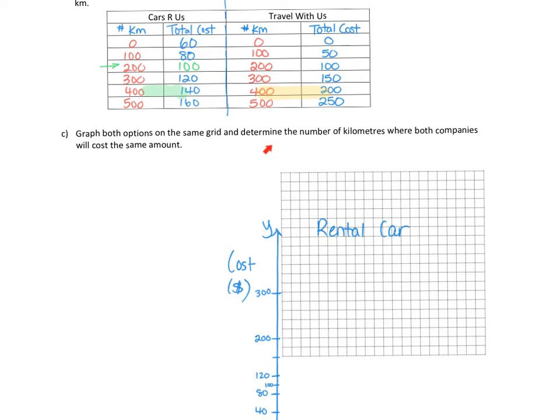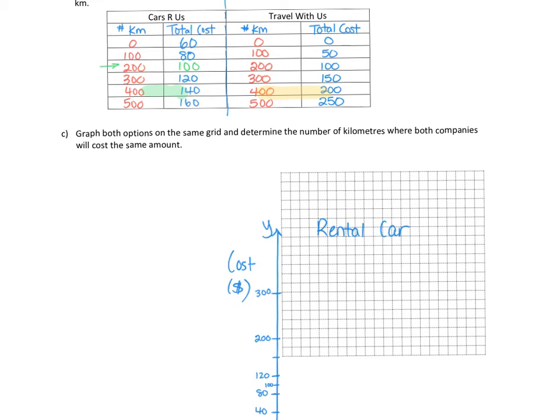Now, the y-axis was a little more tricky. What I ended up doing was going up by 20s, so every square is 20, highlighting the key values. If you went up by 10, it wouldn't be so bad here. If you go up by 50, though, it does become a little bit difficult to plot some of the key points that you need. Okay, so I'm going to plot Cars R Us first.